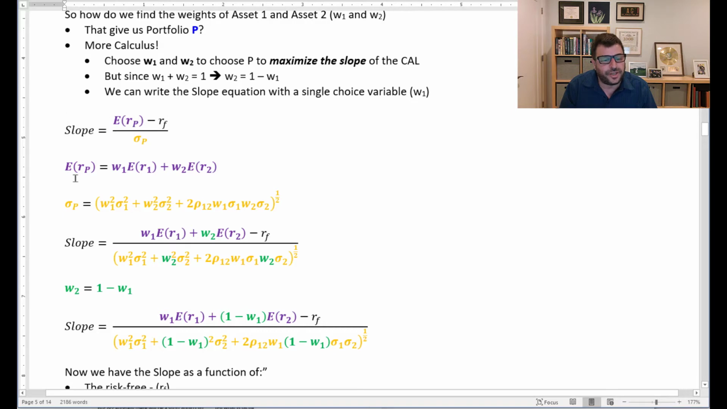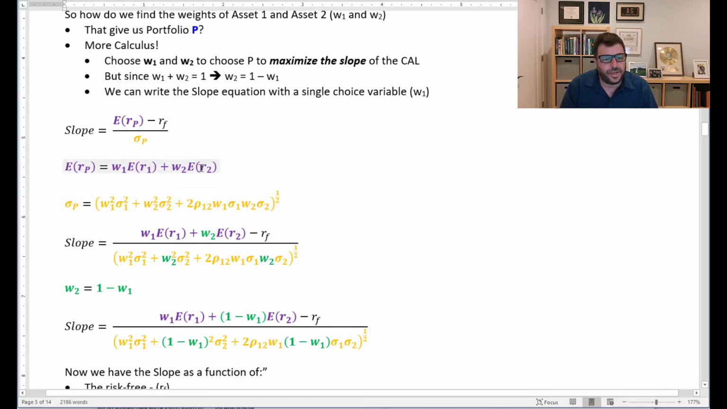And I know that the expected return of this portfolio is going to be the weight of the first asset times the return of the first, weight of the second times the return of the second. We'll swap out in a minute. And the risk in the denominator of the slope or Sharpe ratio is going to be our standard portfolio risk equation, W1 squared sigma 1 squared, plus W2 squared sigma 2 squared, plus 2 times the rho, the correlation, the weight, the risk, the weight, the risk, and then we take the square root of that to give us our standard deviation.